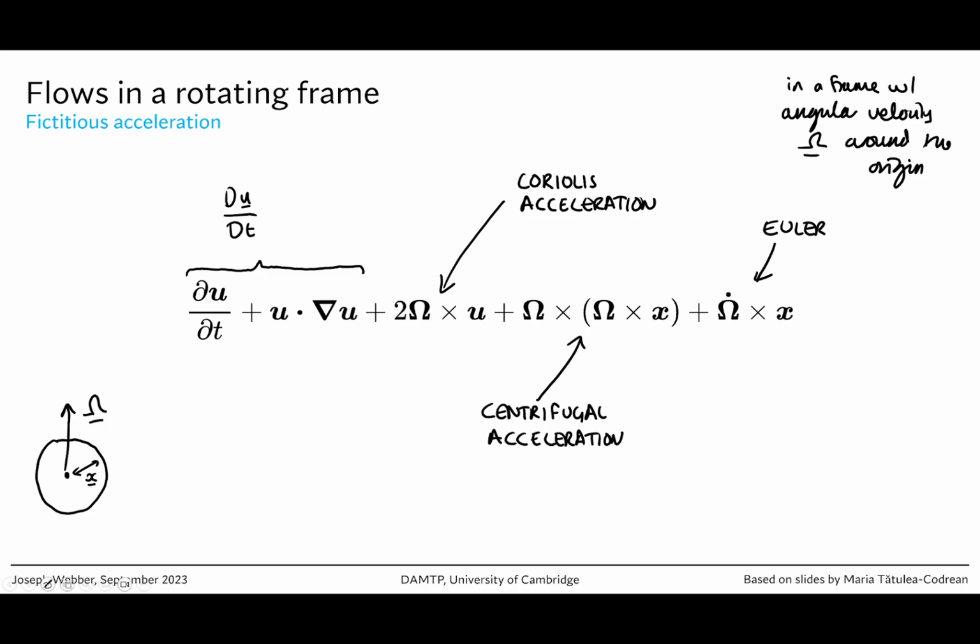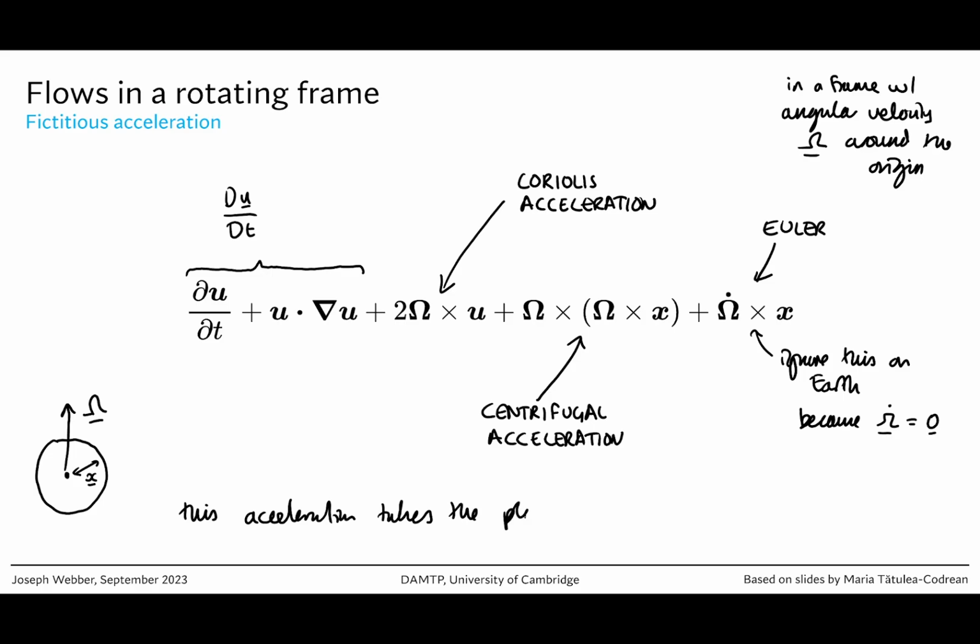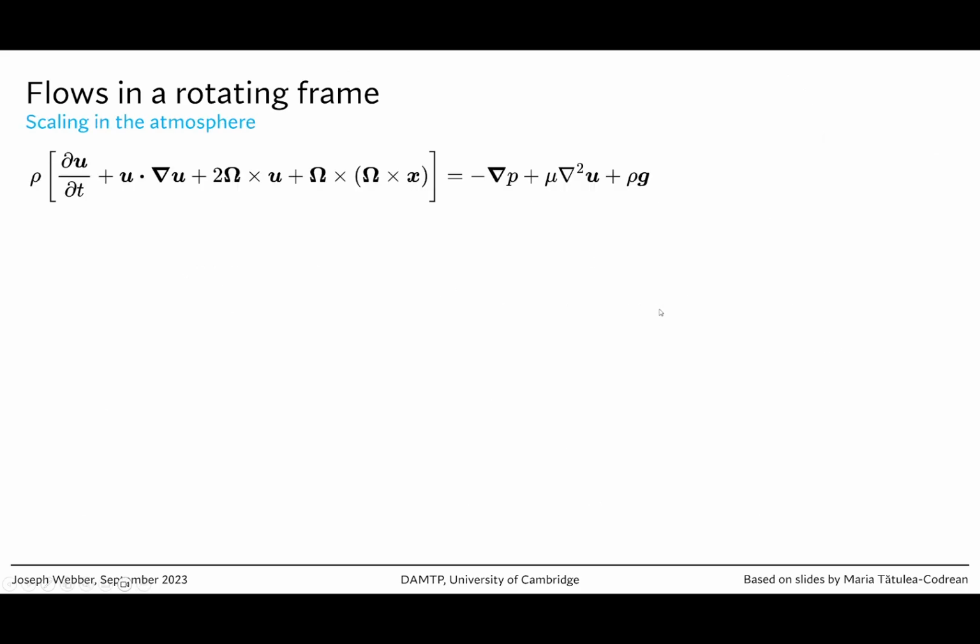So straight away on Earth we can get rid of this term. Ignore this on Earth, and actually for the majority of situations that you will consider in fluid dynamics, you'll ignore the effect of this Euler term because we have got steady rotation. So there's no change in this vector omega. However, these other two terms might be important, and we'll start to look at which ones we keep and which ones we get rid of on Earth. So this expression for acceleration takes the place of du by dt in Navier-Stokes. So let's write down Navier-Stokes with the Coriolis and the centrifugal terms here, and see which ones remain.